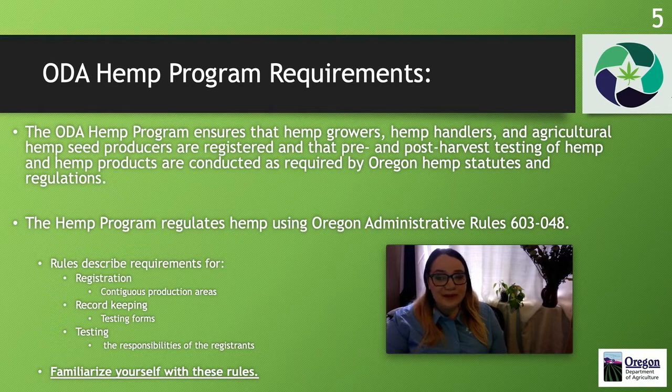Also, it explains what being contiguous means, so it's just really important for you to read up on that. It talks about record keeping, so that is a requirement that all of our growers keep their testing documents, and then it also delves really deep into testing requirements and what the responsibilities are of the growers in regards to testing. So again, please familiarize yourself with these rules.